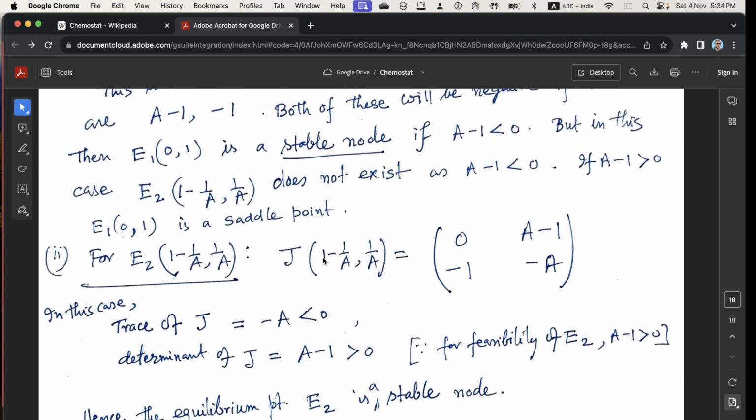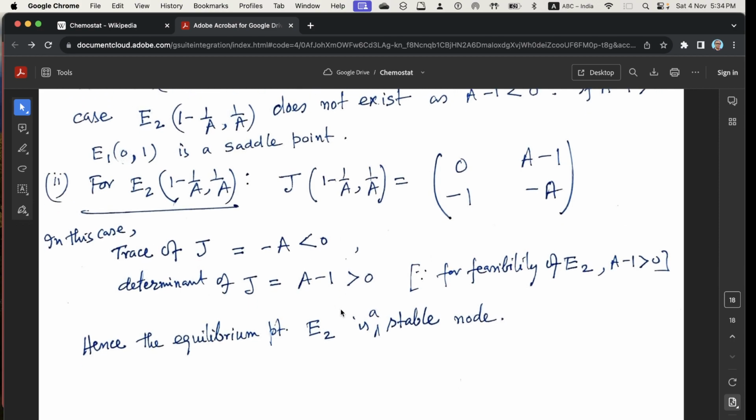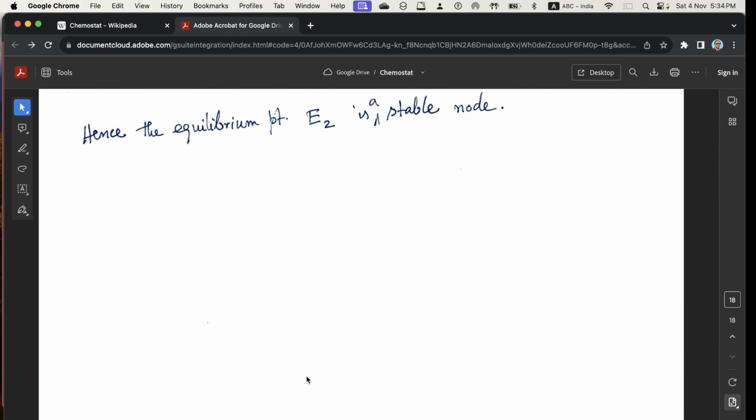And for E2, the Jacobian J equal to this, trace of J is this, minus a, a negative quantity. The determinant of J is this, a minus 1. And for feasibility of E2, a minus 1 is positive, so this determinant is a positive quantity. So the trace is negative, the determinant is positive. Hence the equilibrium point E2 is a stable node.